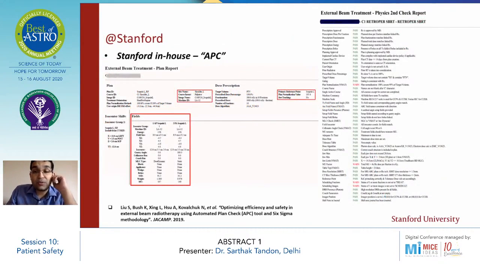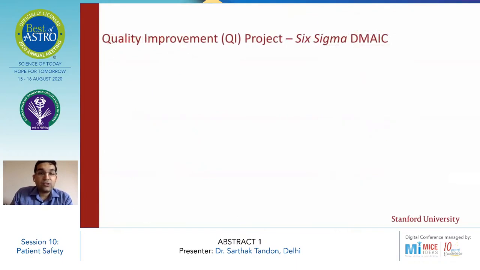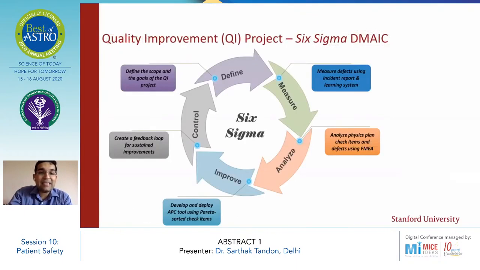This is how the automated plan checker software developed in-house at Stanford University looks. This is their interface. Next, please. So this is the Six Sigma DMAIC. DMAIC is an acronym which stands for Define, Measure, Analyze, Improve, and Control. It's an old strategy that has always been used to effectively increase the efficiency of a quality improvement project.